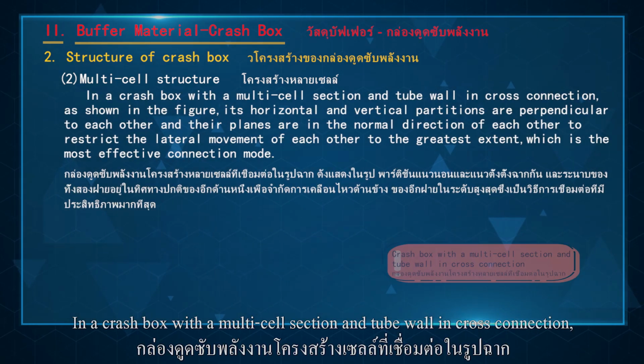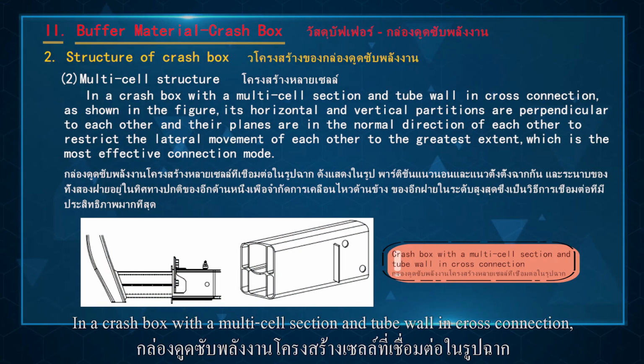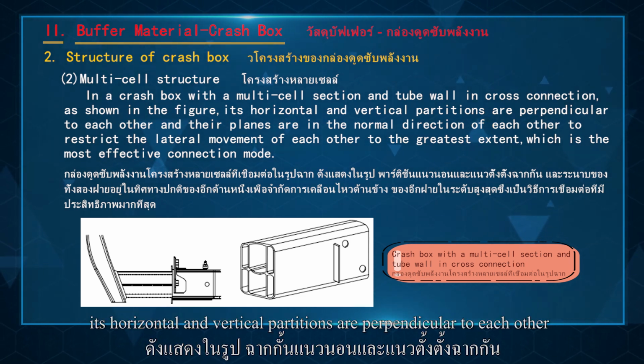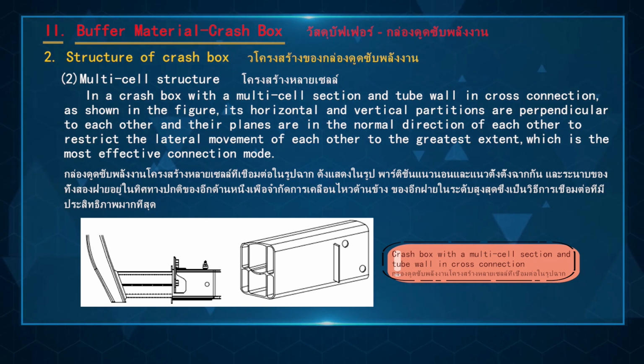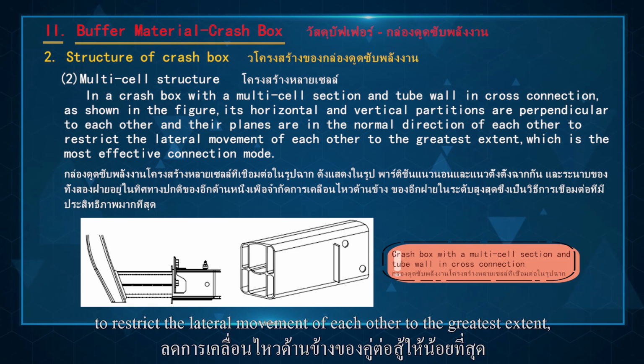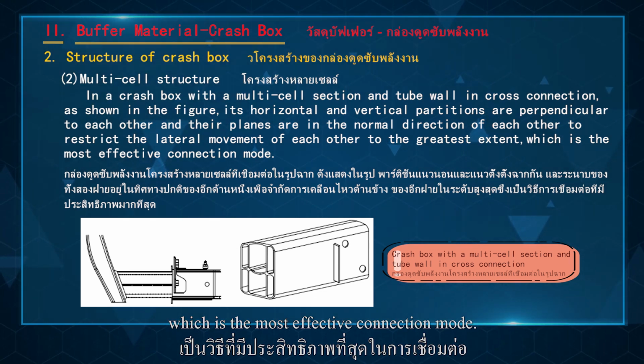In a crash box with a multi-cell section and tube wall in cross connection, as shown in the figure, its horizontal and vertical partitions are perpendicular to each other, and their planes are in the normal direction of each other to restrict the lateral movement of each other to the greatest extent, which is the most effective connection mode.